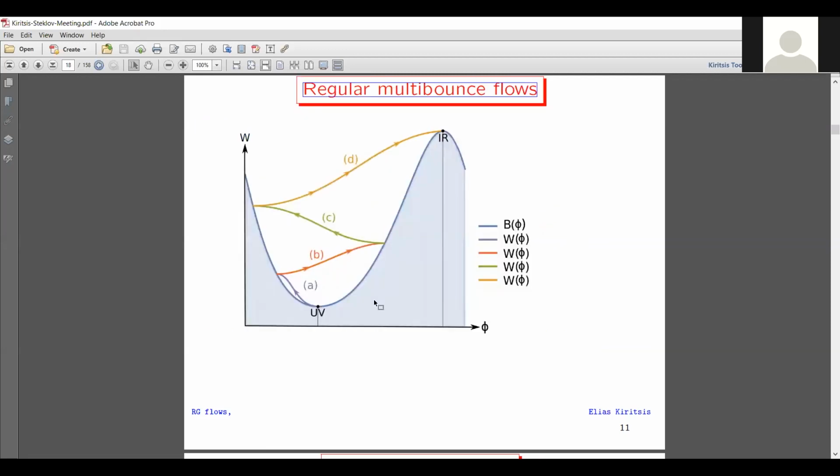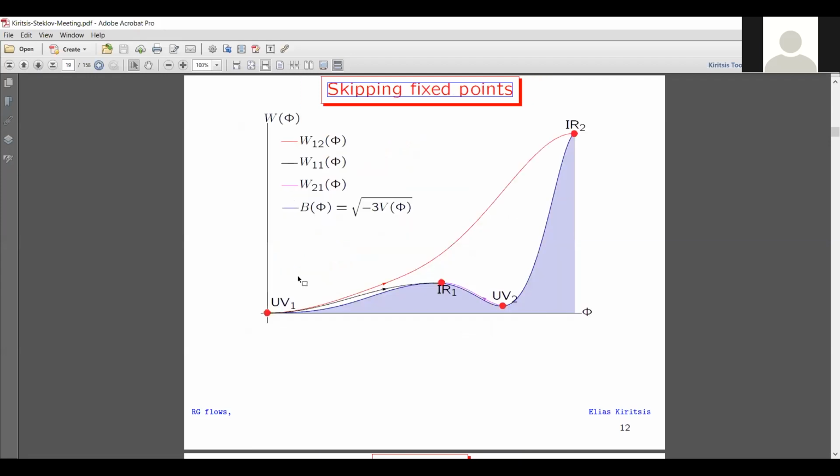So you can also find absolutely regular flows that bounce, and in fact, they can bounce several times. Here I have an example of a numerical renormalization group flow that starts from this UV fixed point, ends up at this IR fixed point, and then bounces back and forth a few times before it reaches here. Since it starts and ends at finite values of I, this is a perfectly regular solution. There are more exotic possibilities.